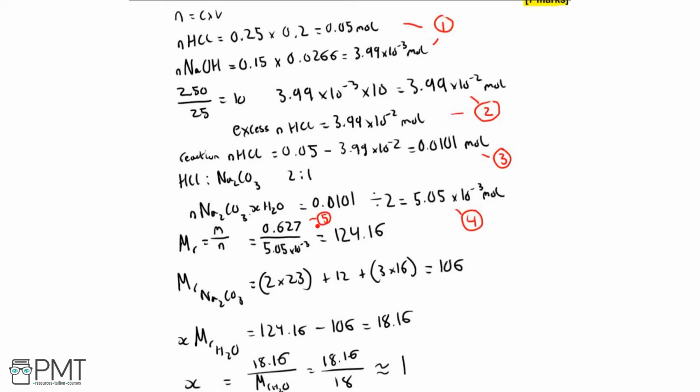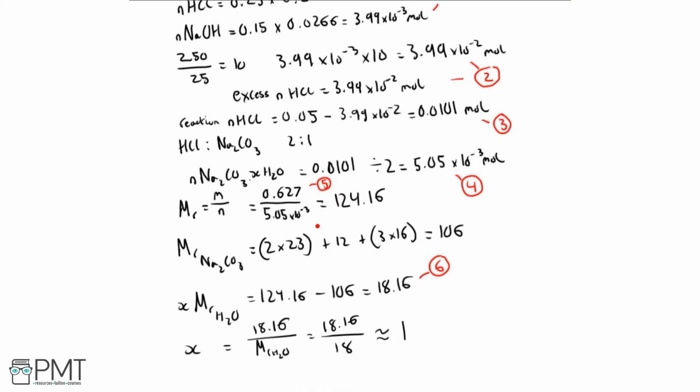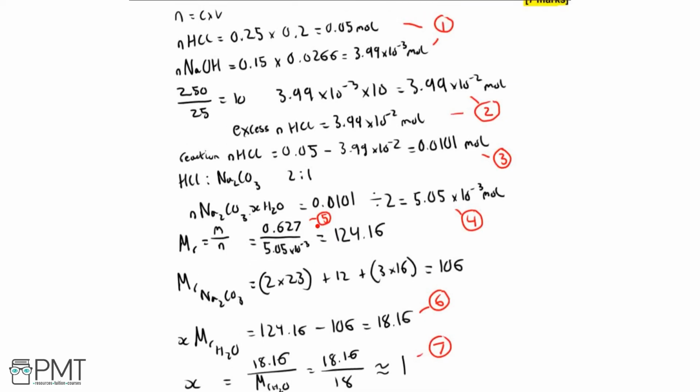And the sixth comes from actually getting the 18.16, finding the proportion of the MR, or what part of the MR the xH2O makes up, and then finally the seventh is for our final answer. So that gives us all 7 of the marks of the question. Only 1 of them is for the final answer. The remaining 6 are all working marks.